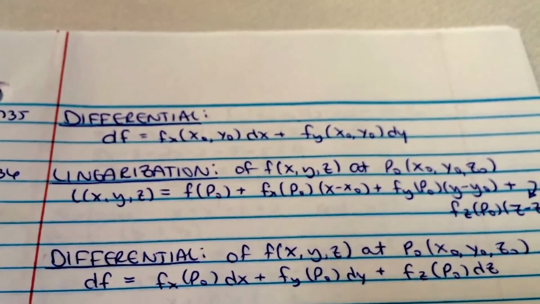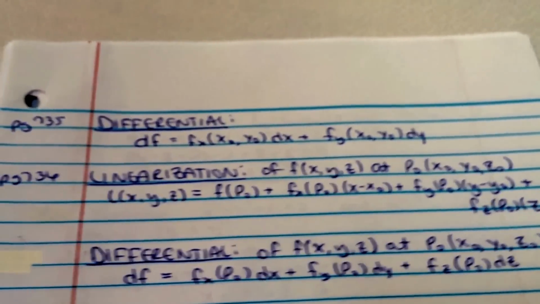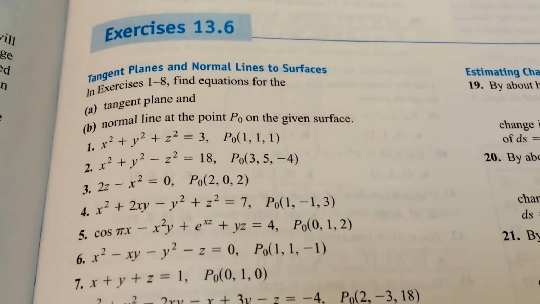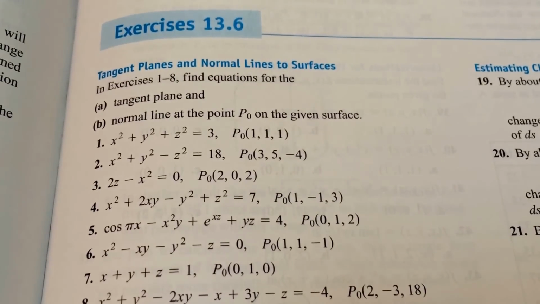So again, just pretty much the same as what was in the book. So these are all the formulas. Now we're going to look at some examples. So first we have 1 through 8. And it says, find equations for A, the tangent plane, and B, the normal line. So we're going to do number 4.